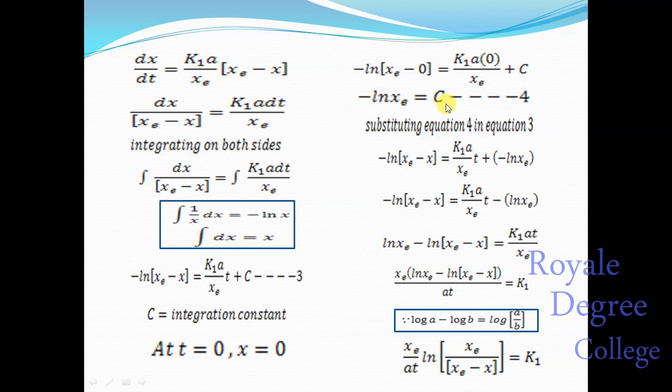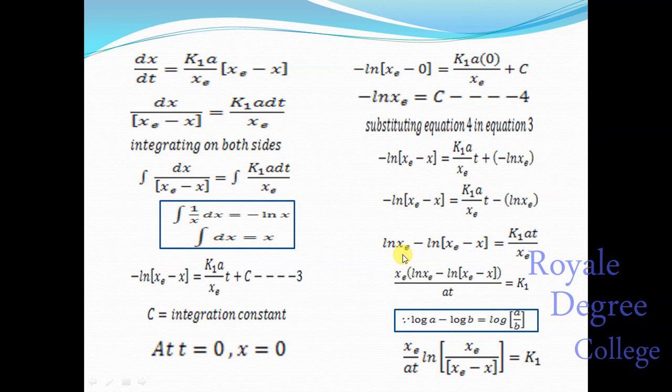So substituting equation 4 in equation 3. We are taking equation 3, and in place of c, the integration constant, we are keeping the value of c as minus ln xe. Look at this equation. Then in the next step, plus into minus will become minus; the rest of the things are as it is. Next, this minus ln xe we are bringing to the other side, so it will become plus ln xe. This is as it is, we are copying: minus ln (xe minus x) is equal to k1a t by xe.